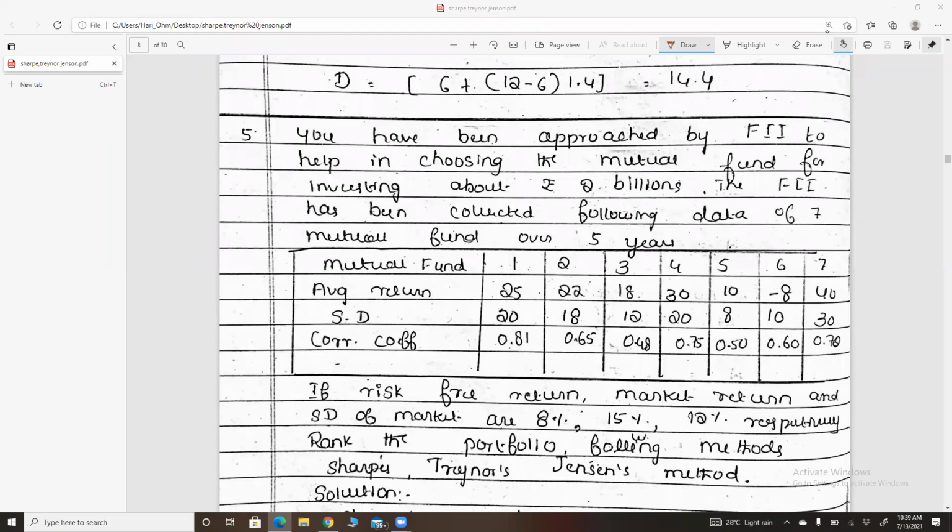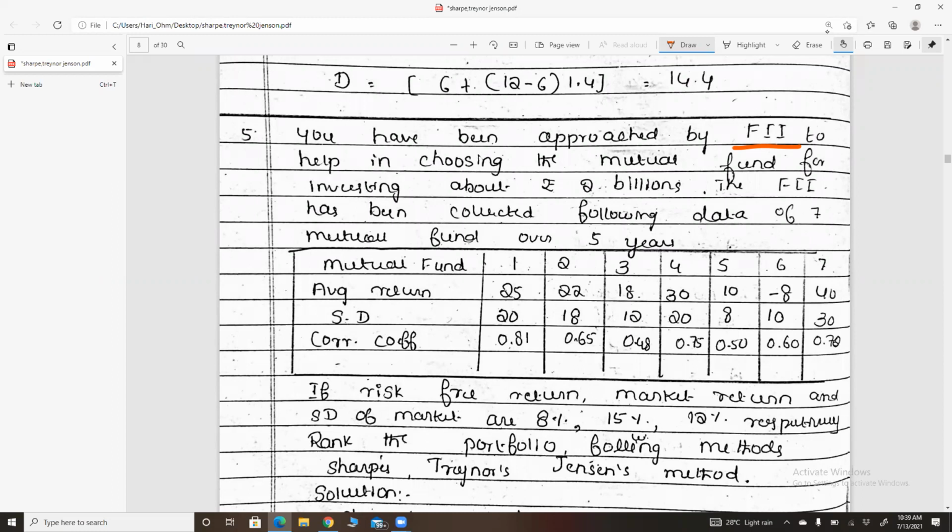Hello everyone. In this session, we are going to work out one more problem on Sharpe, Treynor, and Jensen method. Let's begin. You have been approached by an FII, that is a Foreign Institutional Investor, to help in choosing the mutual fund for investing about rupees 2 billion.